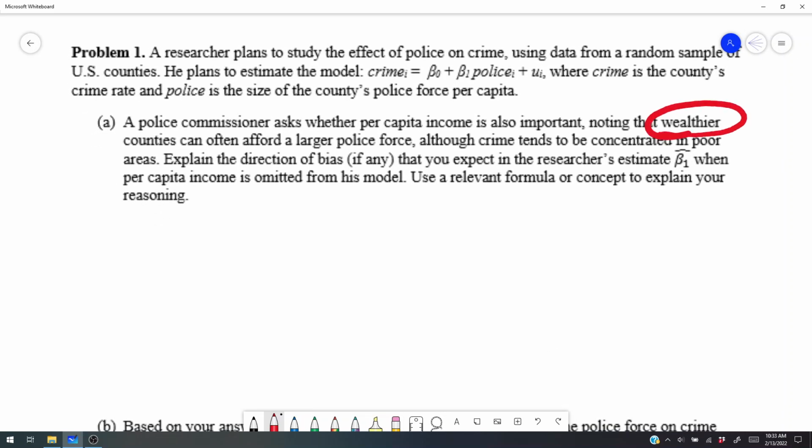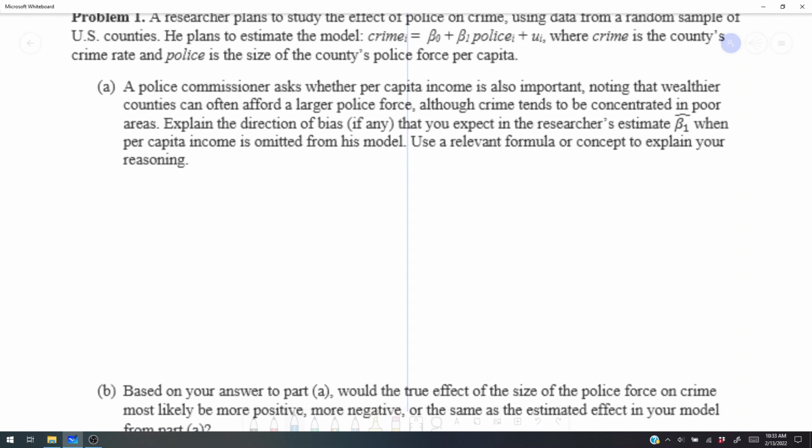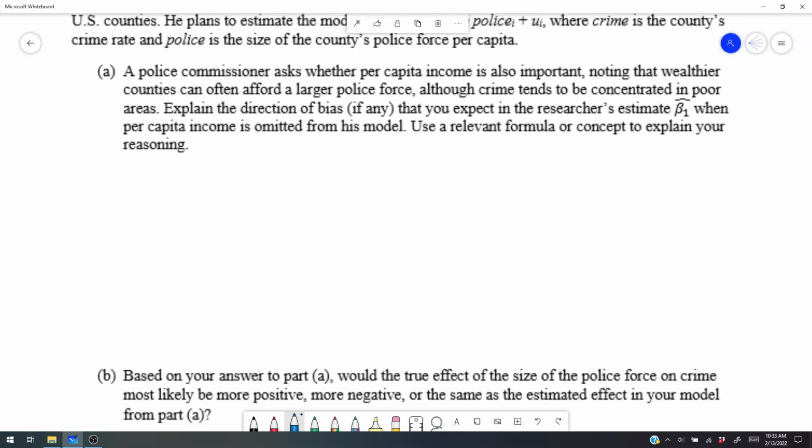Wealthier counties can afford larger police. Although, now notice this follow up, crime tends to concentrate in poor areas. Okay, so wealthier, more police, wealthier, less crime. Explain the direction of bias, if any, that you expect in the researcher's estimated beta 1 hat when wealth is left out of the model, when per capita income is omitted from the model. Use a relevant formula or concept to explain your reasoning.